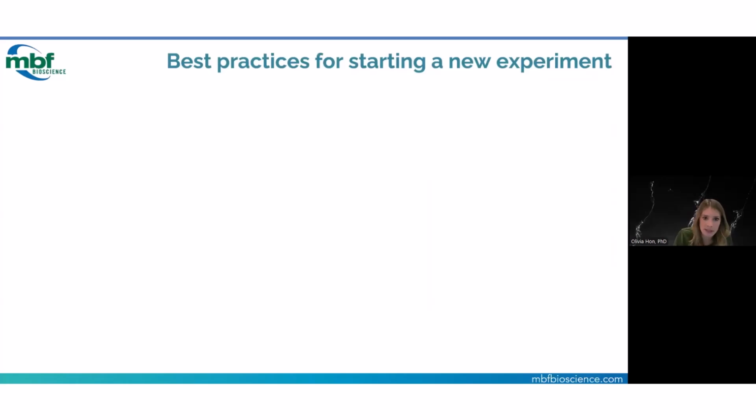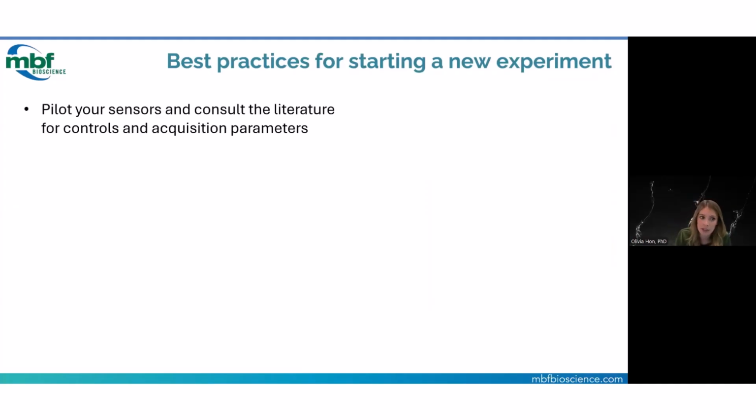Okay, best practices for starting a new experiment. So if you're just getting started with a new experiment, new population, first thing you want to do is pilot your sensors, consult the literature to see what controls other people have used, what acquisition parameters they have used. It's worth your while to test these things before you do your real experiments.